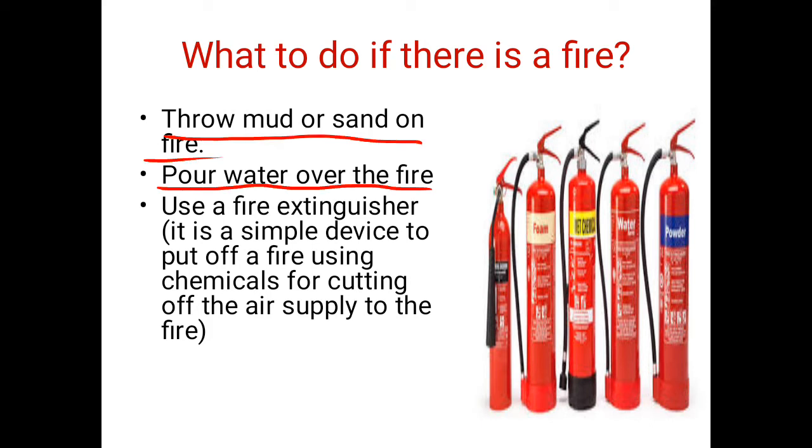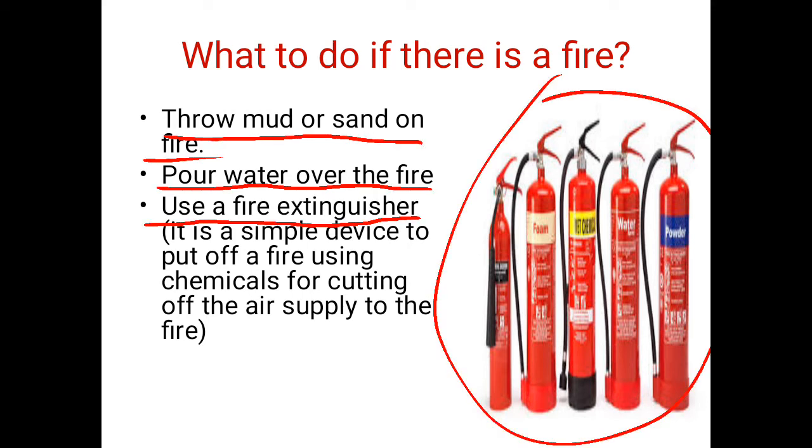Next, you can use fire extinguishers. These are fire extinguishers, and these are filled with a special chemical which can cut off the contact of the fire with the air, so that when we spray the chemicals on the fire, it is put off. So all these methods are very useful. When you see some fire, you can control and put off that fire using three very simple techniques.